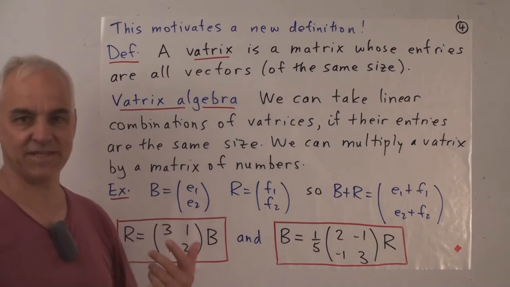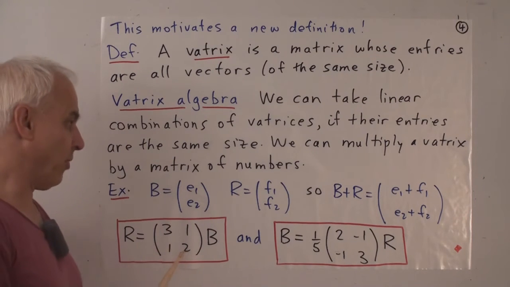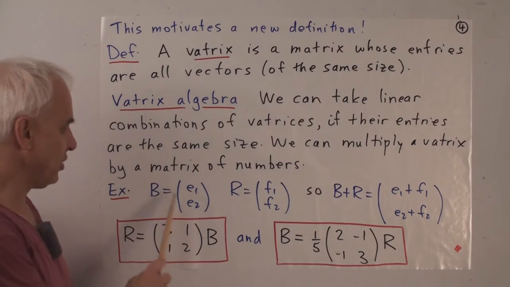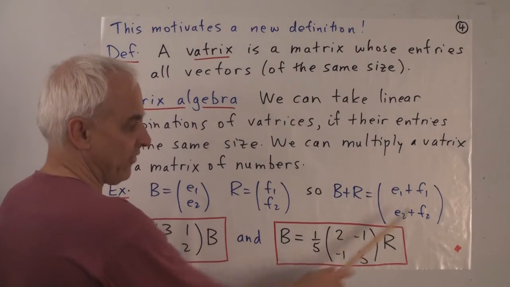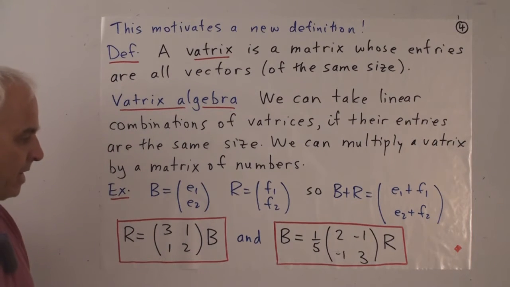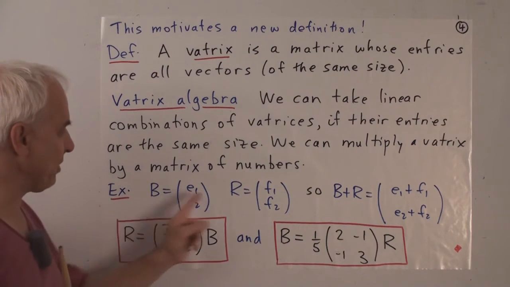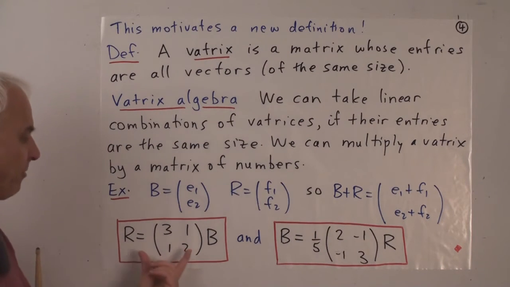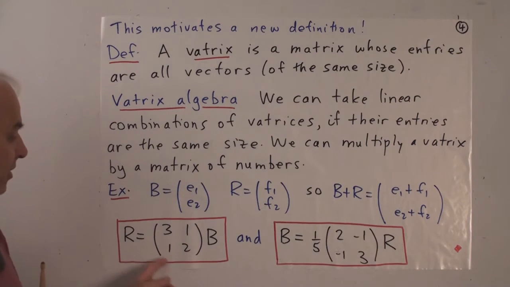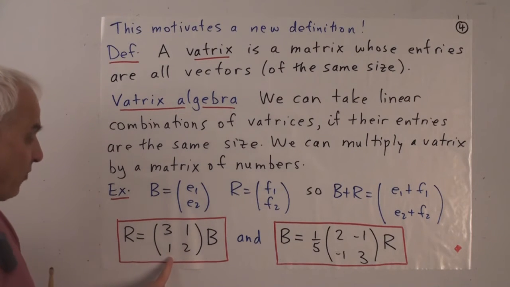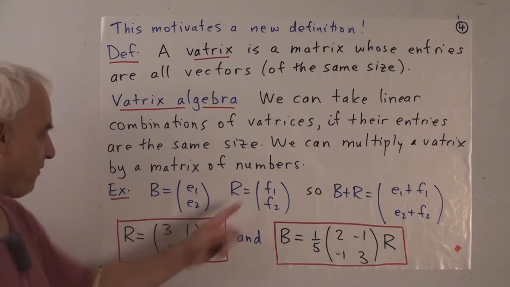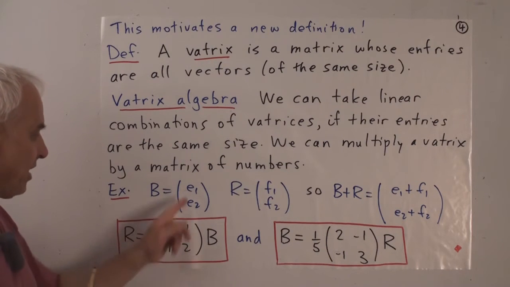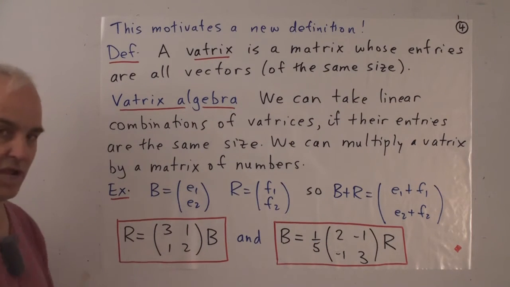These are two matrices of the same size, so one thing we could do is add them. B plus R would be the new matrix E1 plus F1, E2 plus F2. But more pertinent to the direction we're going in, we can express a relation between the two bases by an equation involving the ordinary matrix 3, 1, 1, 2 and these matrices R and B. F1, F2 is equal to 3, 1, 1, 2 times E1, E2. That's a matrix equation.